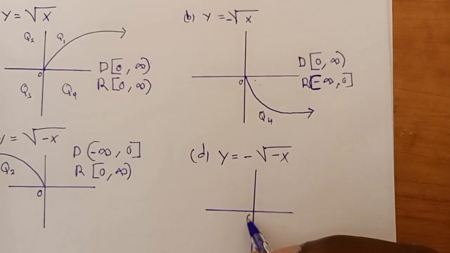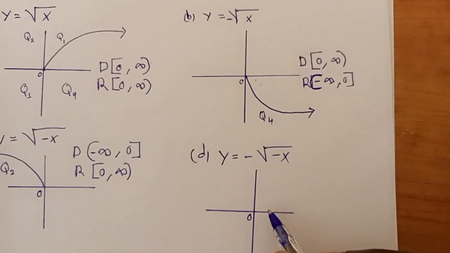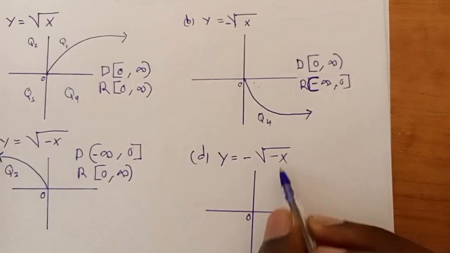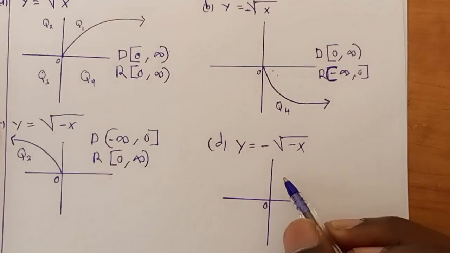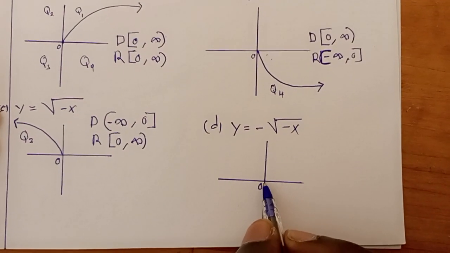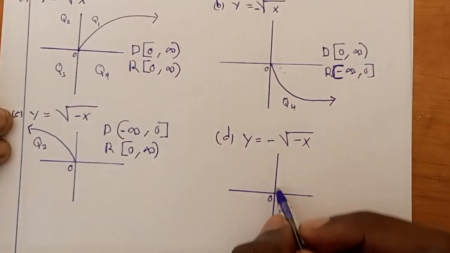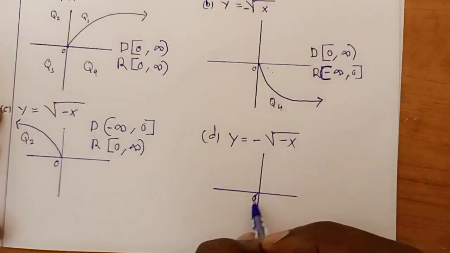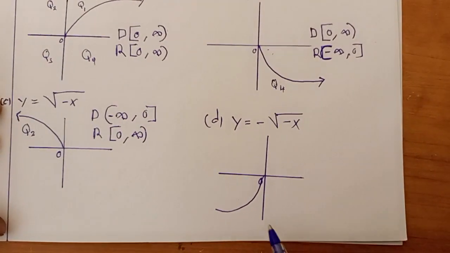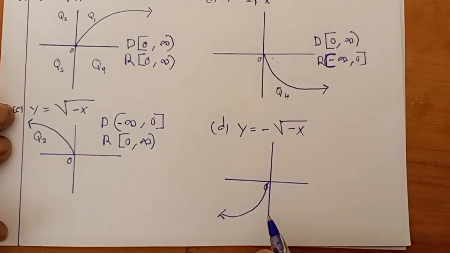So we have 0 here. So where is it negative? Both the radical and x are negative. So where is it going to be? It's going to be where y must be negative down here, and x must be negative. So automatically, you know that it's going in this direction. Okay, it's going in this direction.